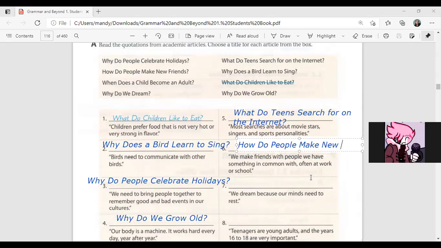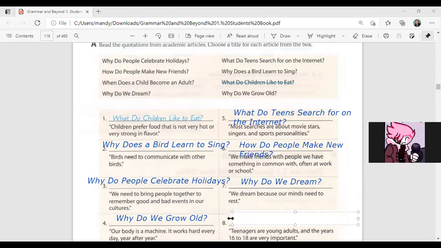Okay, excellent. So let's see, number 7. We dream because our minds need to rest. Why do we dream? Okay, excellent. This one is easy, yeah? So, thank you, Sasso. Okay, so let's see, why do we dream? Okay, that's good. Next one, teenagers are young adults and the years 16 to 18 are very important. Okay, yes, is this one, Sasso? That's good.